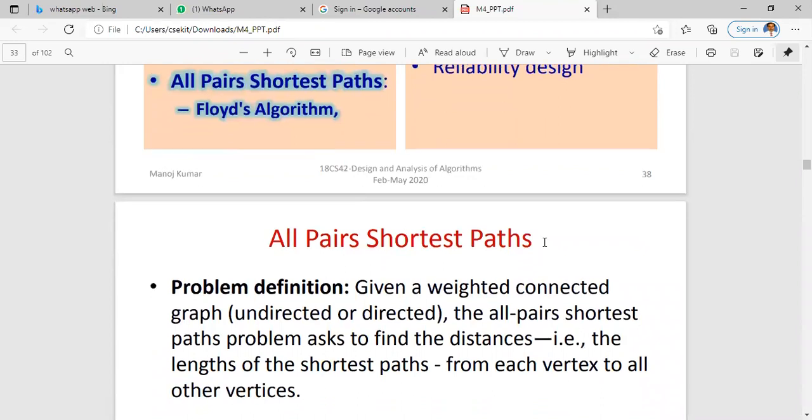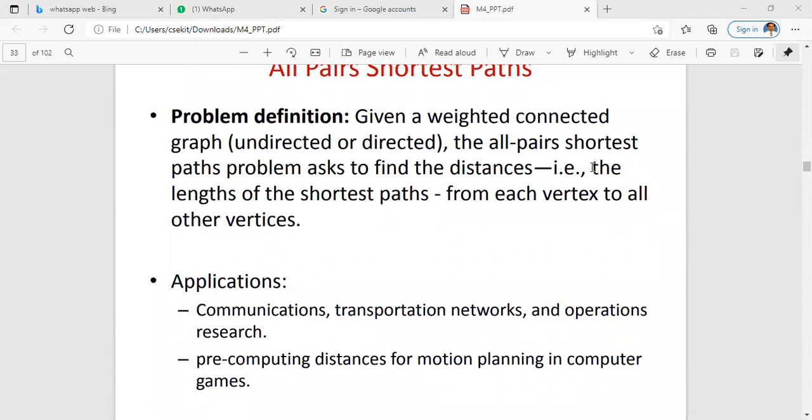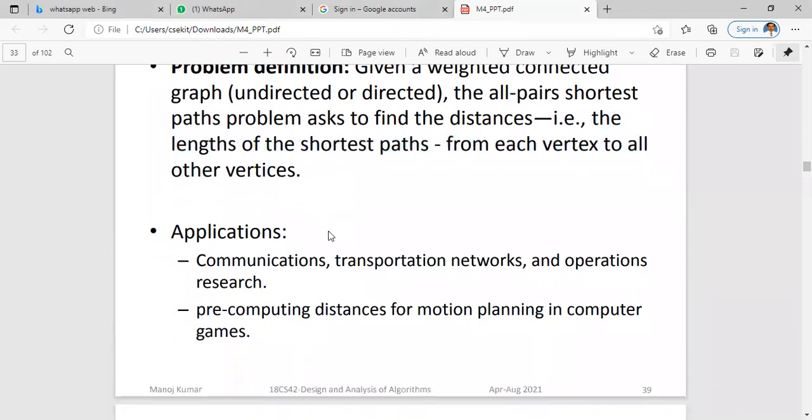Okay, so the all pairs shortest path problem definition: given a weighted connected graph, the all pairs shortest path problem asks to find the distance, that is the length of the shortest path, from each vertex to all other vertices. So from each vertex you have to find the shortest path to all other vertices. Okay, so understand carefully, the length of the shortest path from each vertex to all other vertices. This is the very important thing.